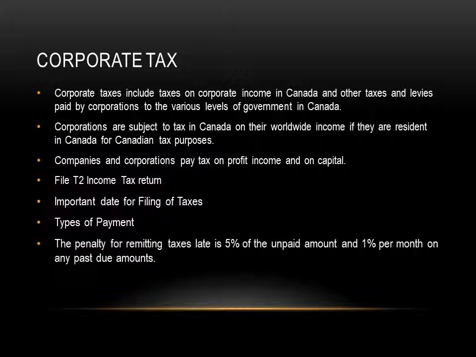For the types of payments, existing corporations are required to pay tax by installments throughout the year if their income tax bill is more than $3,000. New corporations are exempt from the installment requirement in their first year. There is also a penalty for late remaining taxes: 5% of the unpaid amount and 1% per month on any past due amounts. For example, a tax bill of $10,000 can result in a penalty of $500 if remitted late.